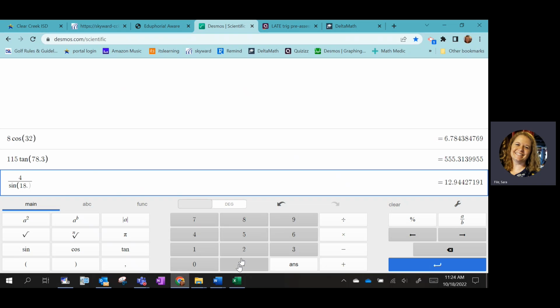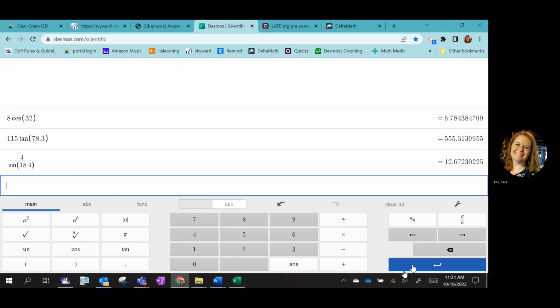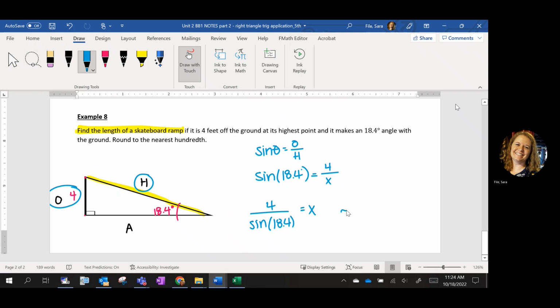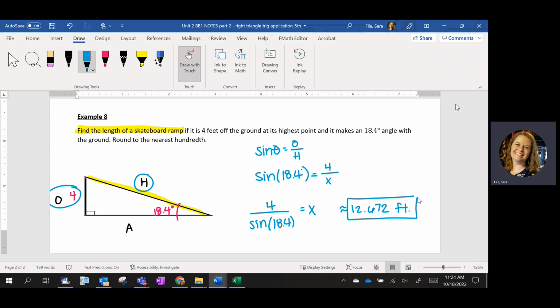Or was it 18.2 or 18.4? Okay. Okay, what would that be to the thousandths? 12.672. That 3 does not round the 2 up. So 12.672. What are the units? And what is this the length of? What did we say this one represented? That's the length of the ramp, the length of the skateboard ramp.